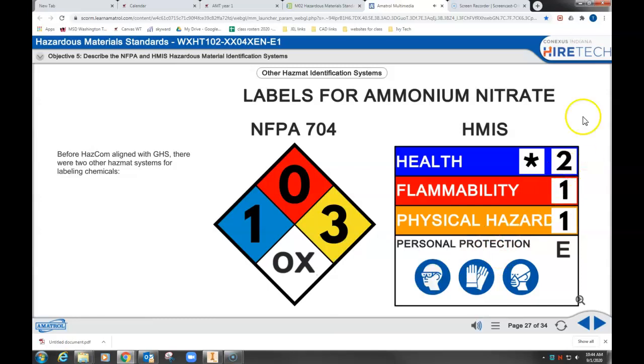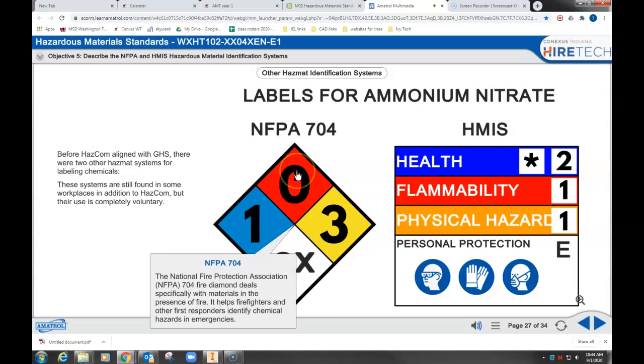Before HazCom aligned with GHS, there were two other hazmat systems for labeling chemicals. These systems are still found in some workplaces in addition to HazCom, but their use is completely voluntary. NFPA 704. The National Fire Protection Association, or NFPA 704 Fire Diamond, deals specifically with materials in the presence of fire. It helps firefighters and other first responders identify chemical hazards in emergencies.